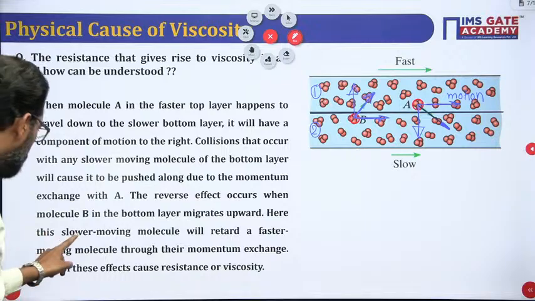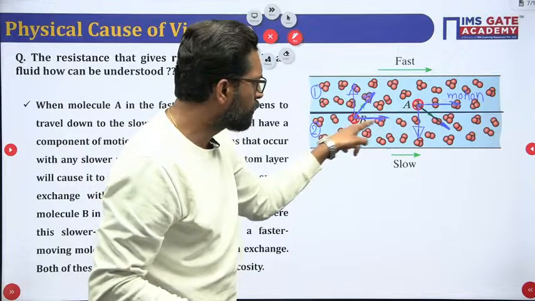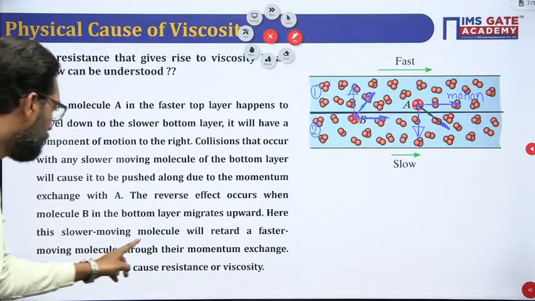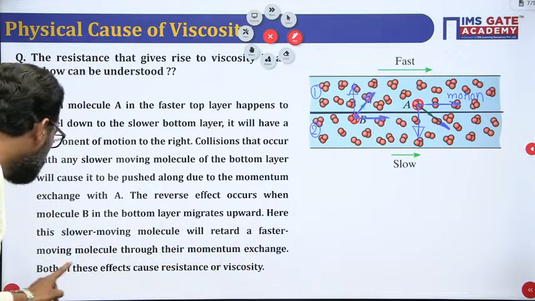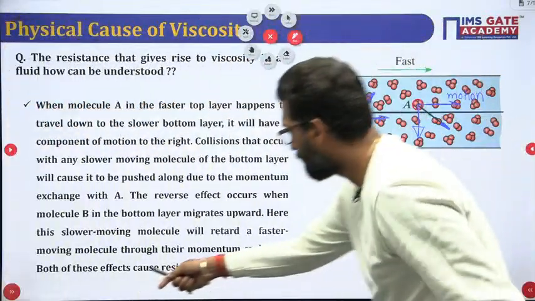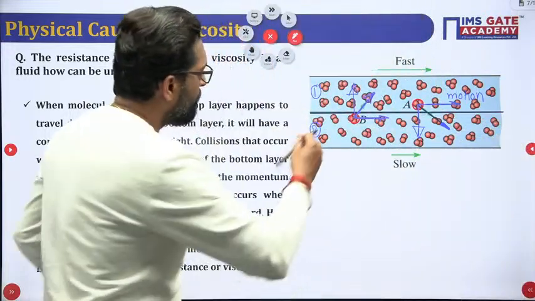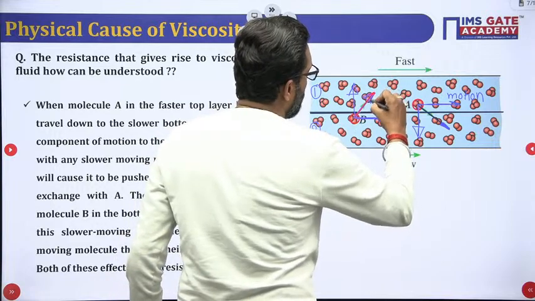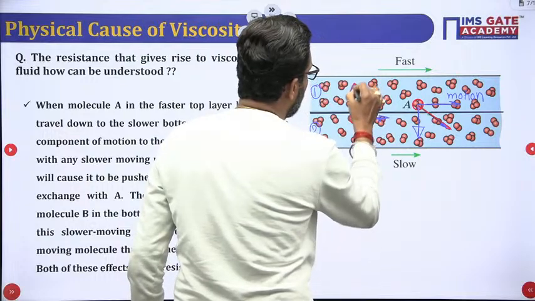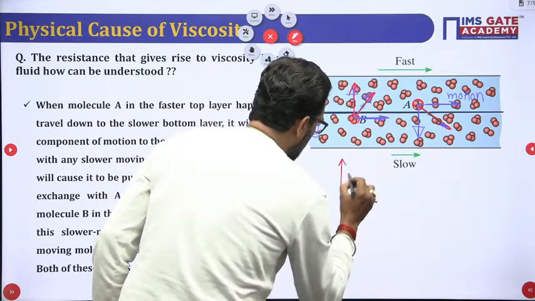Here, the slower moving molecules will retard the faster moving molecules through their momentum exchange. Both of these effects can cause the resistance, or viscosity. And there must be a resultant component. So this is a component and this is a resultant component. So there must be a diffusion. In this direction, there is a diffusion of momentum.